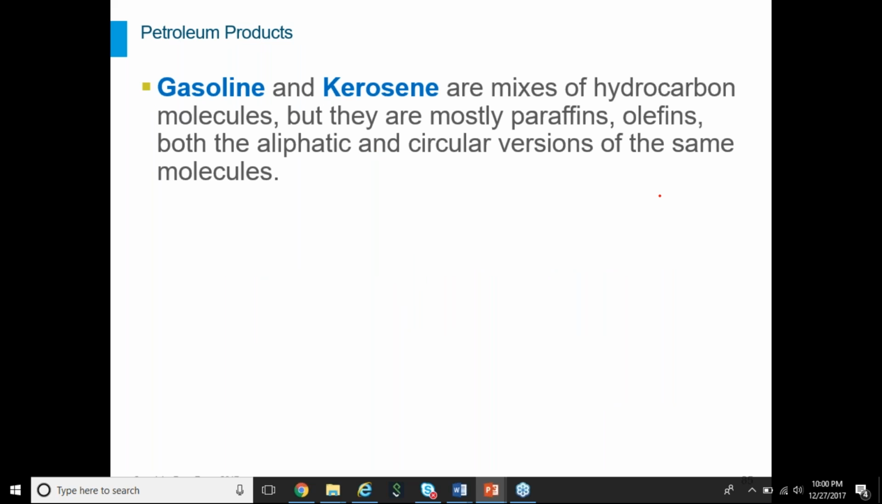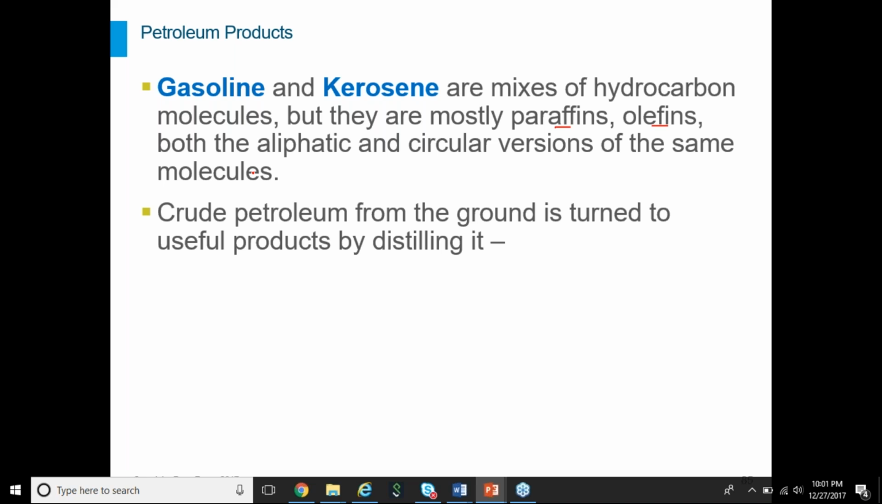Now, it does talk about petroleum products because these hydrocarbons that we're looking at are things that are in petroleum products. So if you take crude oil out of the ground, you can get a lot of different products out of it. Gasoline and kerosene are both mixes of hydrocarbon molecules. So there's not one certain molecule that makes up gasoline. It's a whole bunch of different hydrocarbons. But they are mostly paraffins and olefins in both the aliphatic versions where they're just in a straight chain, and there's circular versions where the carbons come around and join each other to make a circle. You'd find all those in gasoline.